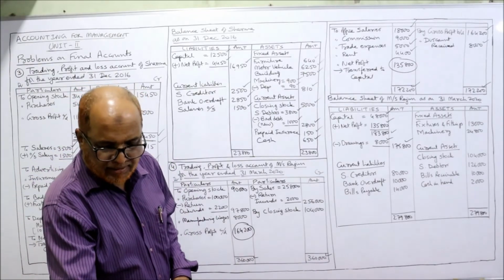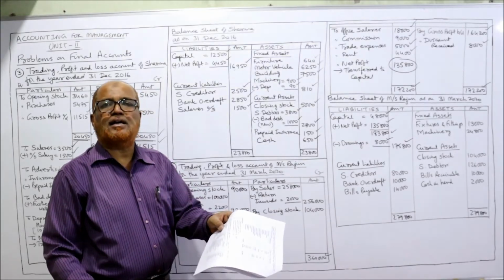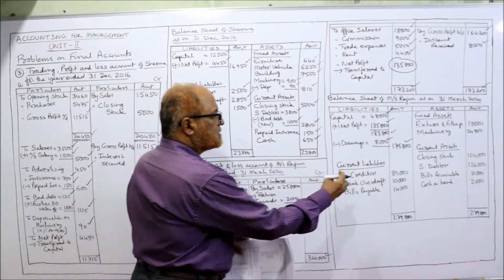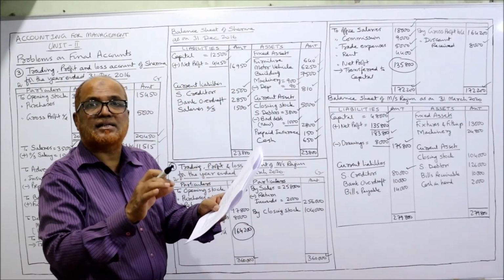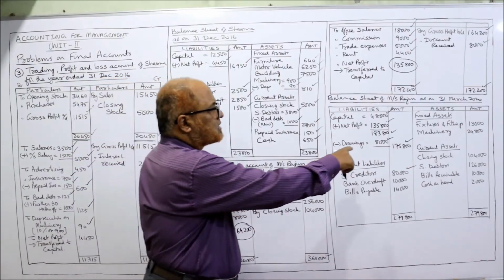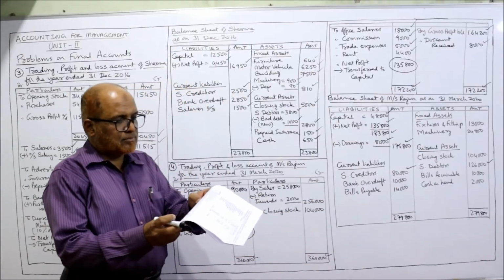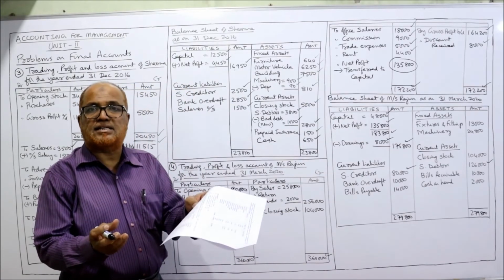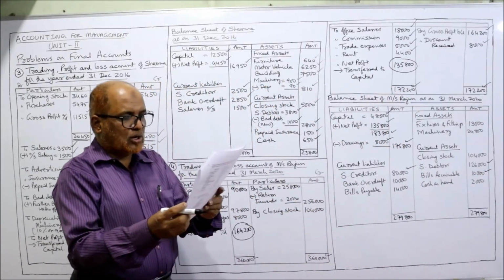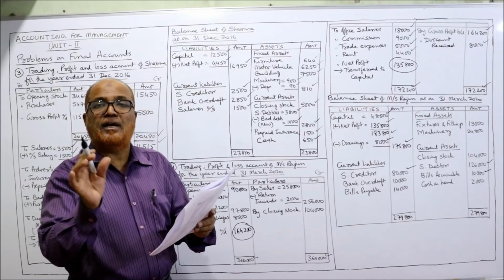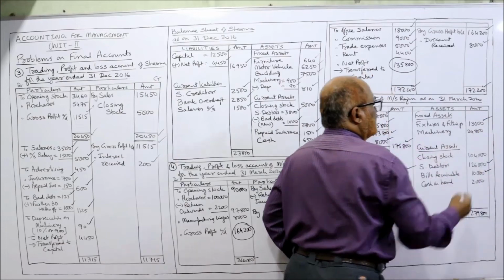Now from the beginning we'll take. First item drawings over, capital over. Sundry creditors is a current liability, 80,000. Next comes sundry debtors, a current asset, 1,26,000. Next comes bills receivable, a current asset, 10,000. Opening stock over. Fixtures and fittings is a fixed asset, 13,000.